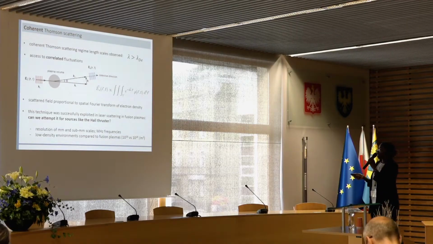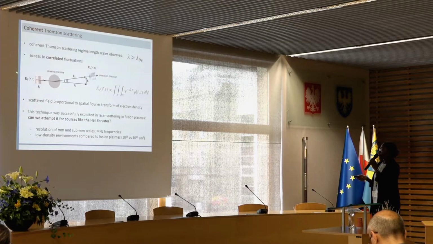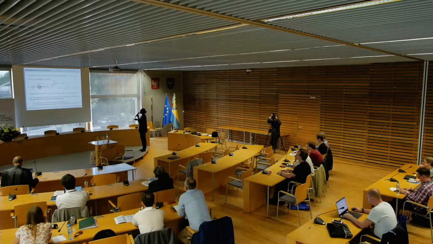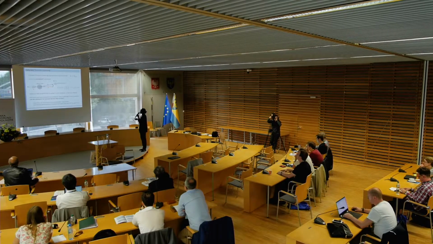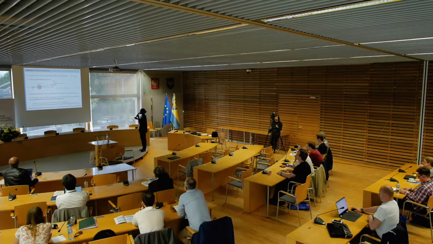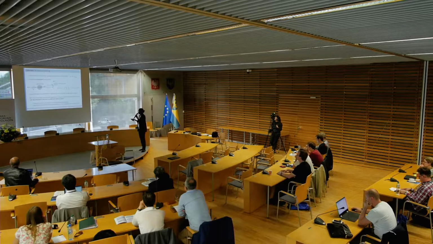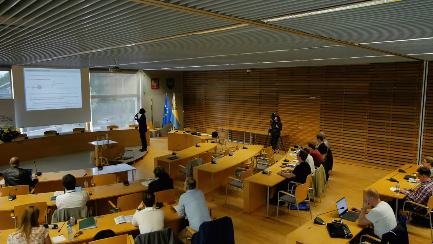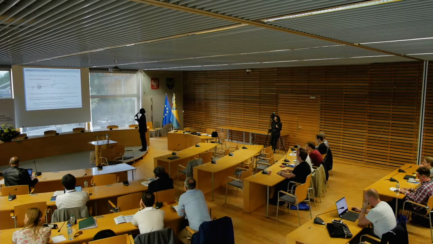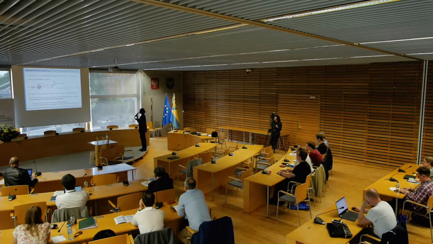The setup here, I'll show you the experimental setup shortly, is just the simplest setup. We're sending in some probing beam supplied by a laser, an incident electromagnetic field, and there's some scattering which occurs in this plasma volume. And this observation wave vector is set so that we can see these correlated fluctuations. It's not just any value of wave vector. And the scattered field that we obtain here is proportional to the spatial Fourier transform of the electron density, rho.